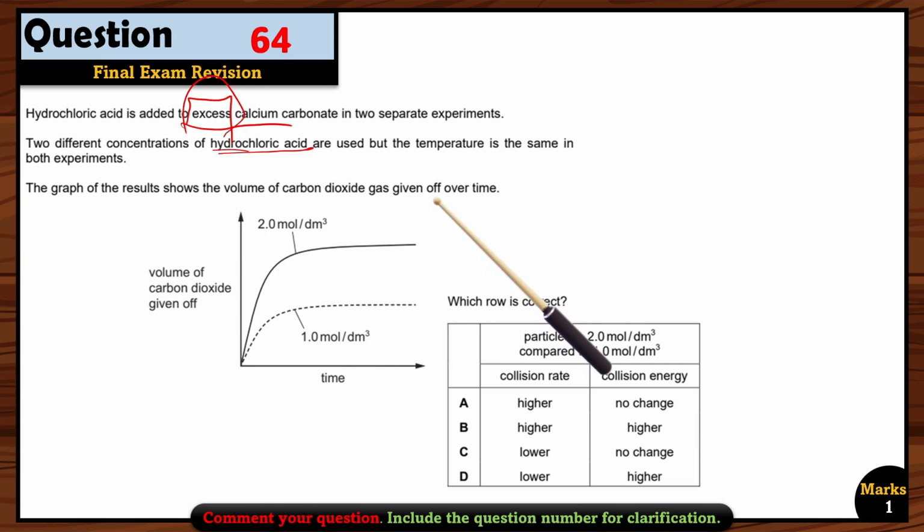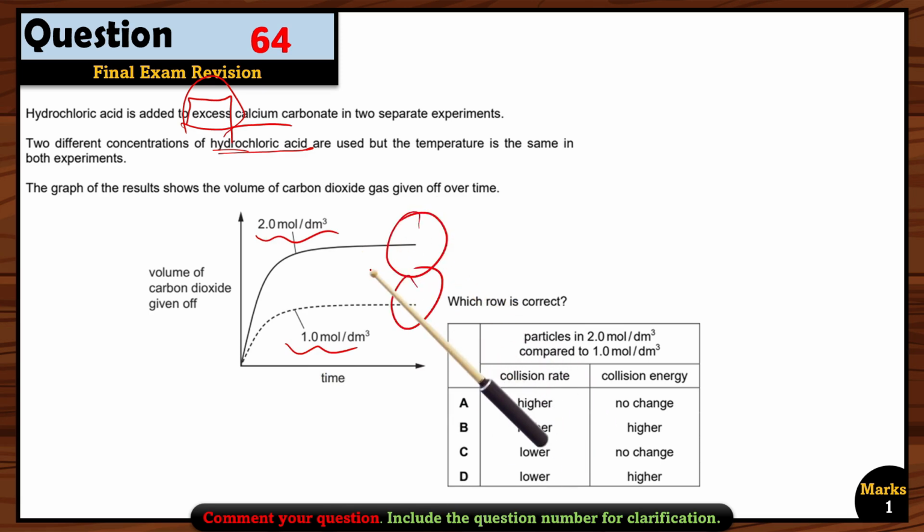If you see both the graphs, first and second, in one they have used less concentration, in the second they have used more concentration, right? And the volume of the gas is also very different, it's not the same. So it means the concentration is not only affecting the rate of reaction, but it's also affecting the product volume. What does it mean now? The collision rate is higher. We have to see which row.